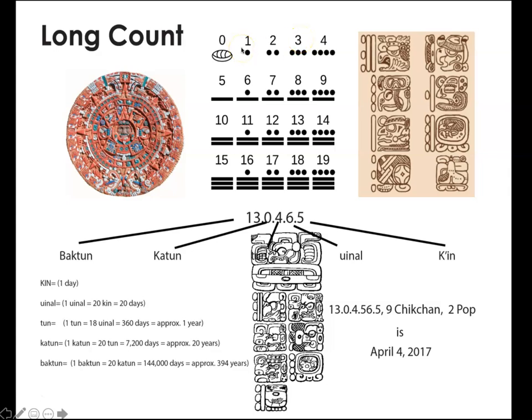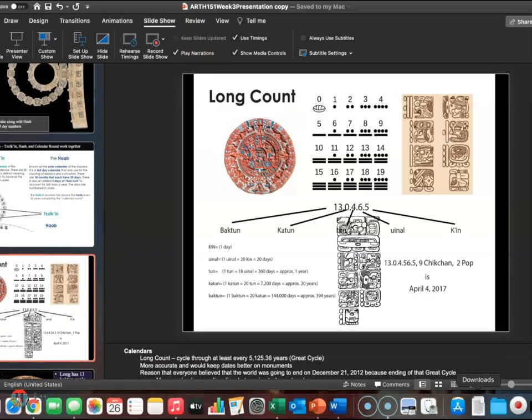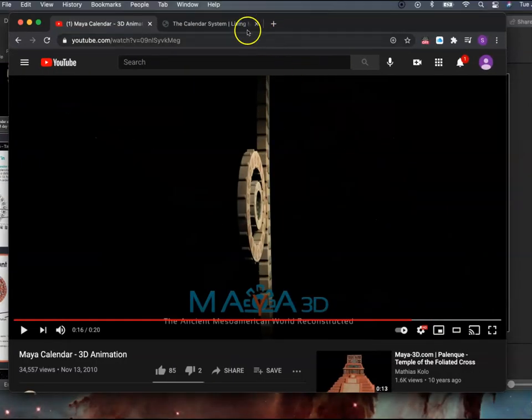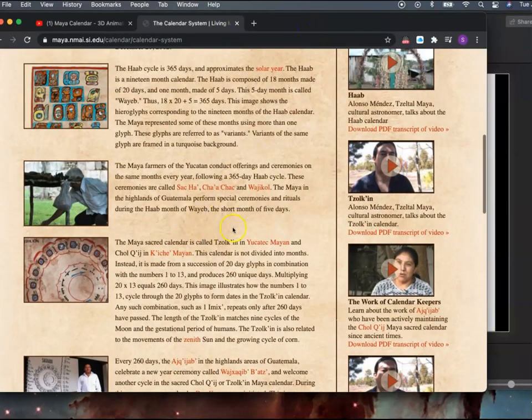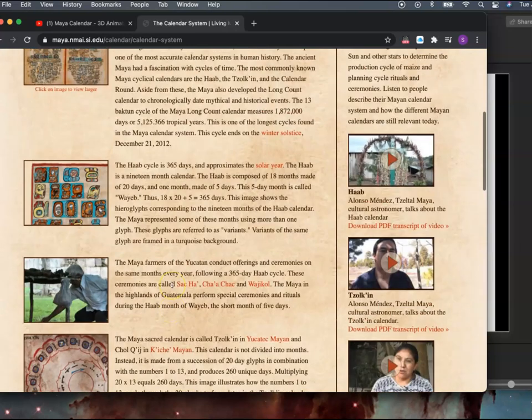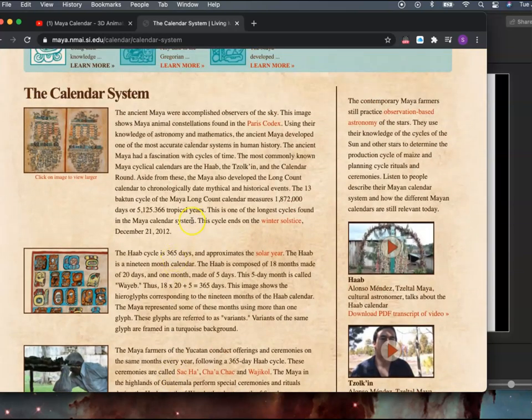The long count, on the other hand, is actually separate from that, and I have a website that is a little better to show you the calendars than me explaining it here, because they have a few more details about some of that as well.